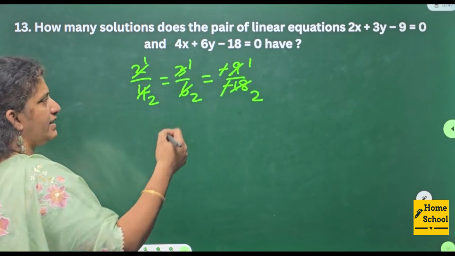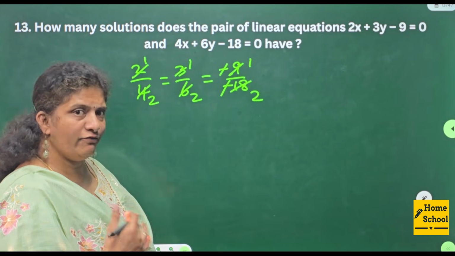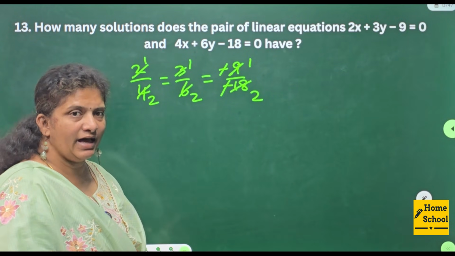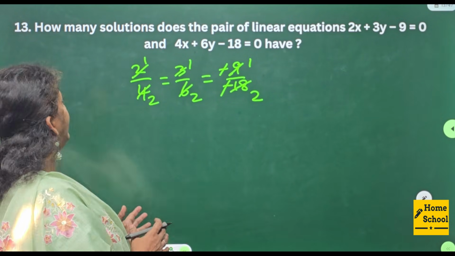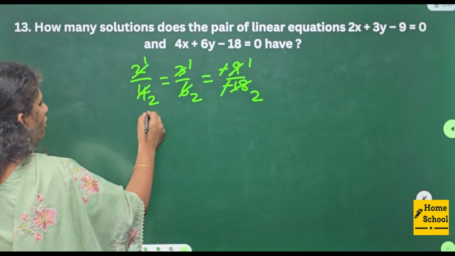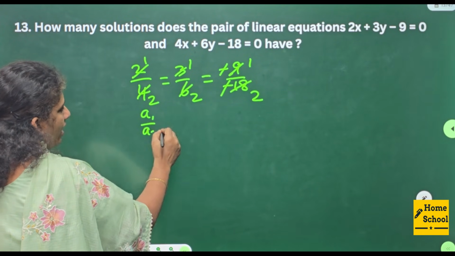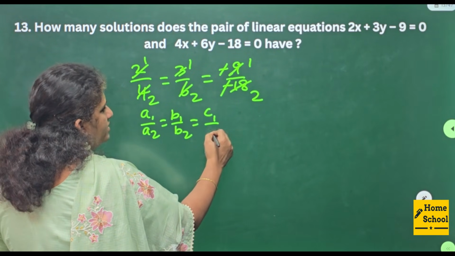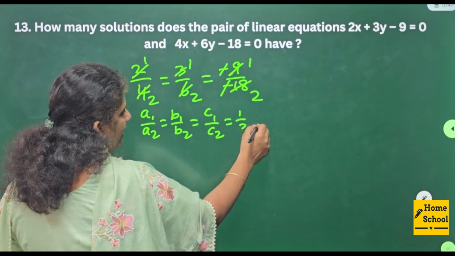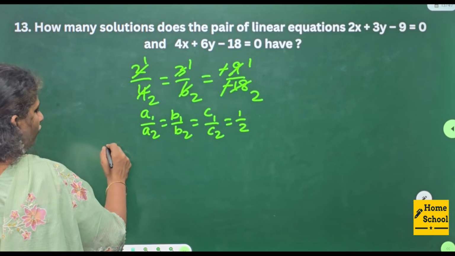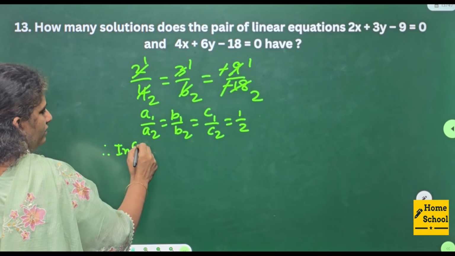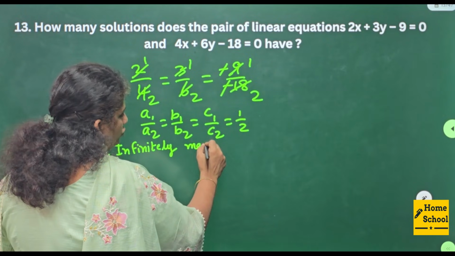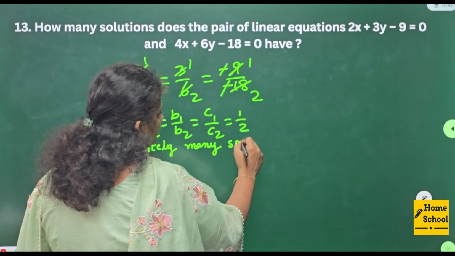So, what can you say? All the ratios are equal. If all the ratios are equal, how many solutions do they have? They have infinitely many solutions. All the ratios, a1 by a2 is equal to b1 by b2 is equal to c1 by c2. What is that? 1 by 2. Therefore, they have infinitely many solutions.